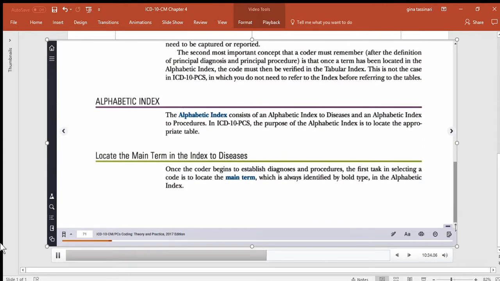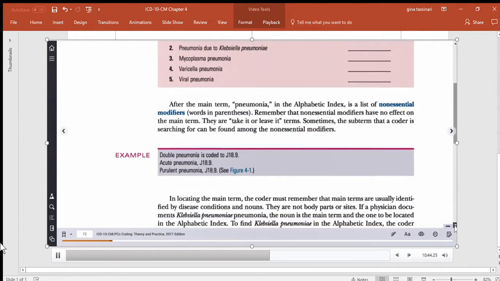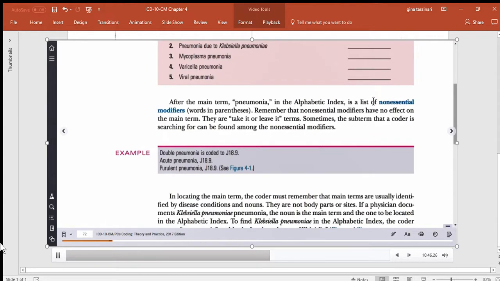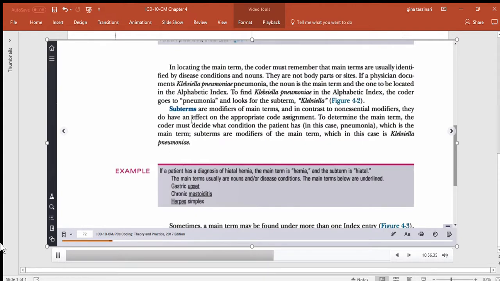So here we're talking about locating the main term in the index to diseases. I want to go to the next page because that's where it's going to have some examples for us. We'll also see an example of what a non-essential modifier is, and I will explain that when we get to that example. I will also explain what a subterm is.